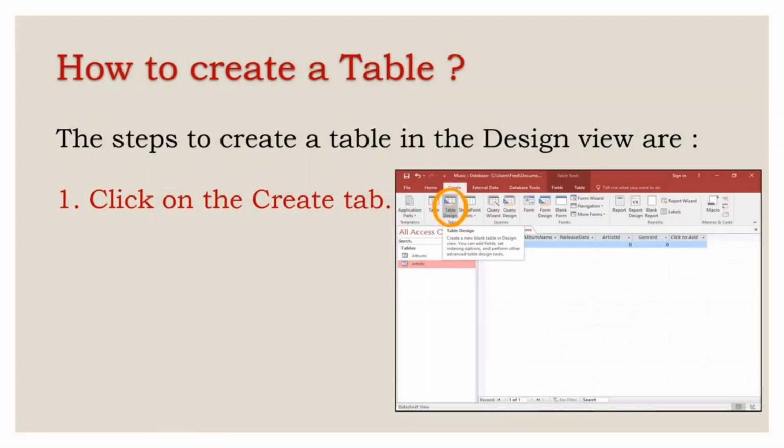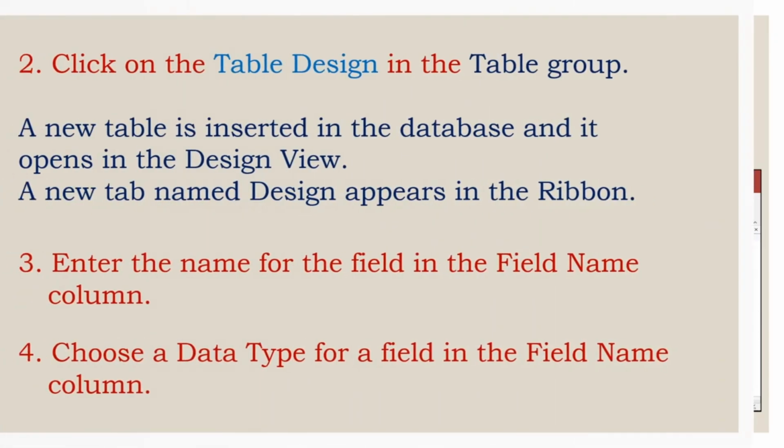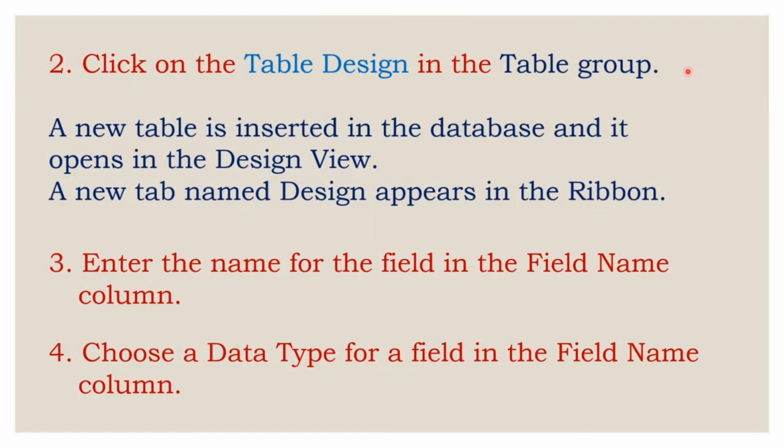Next we can discuss how to create a table. The steps to create a table in the design view. First, click on Create tab. Second step, click on the table design in the table group. A new table is inserted in the database and it opens in the design view. A new tab named Design appears in the ribbon.